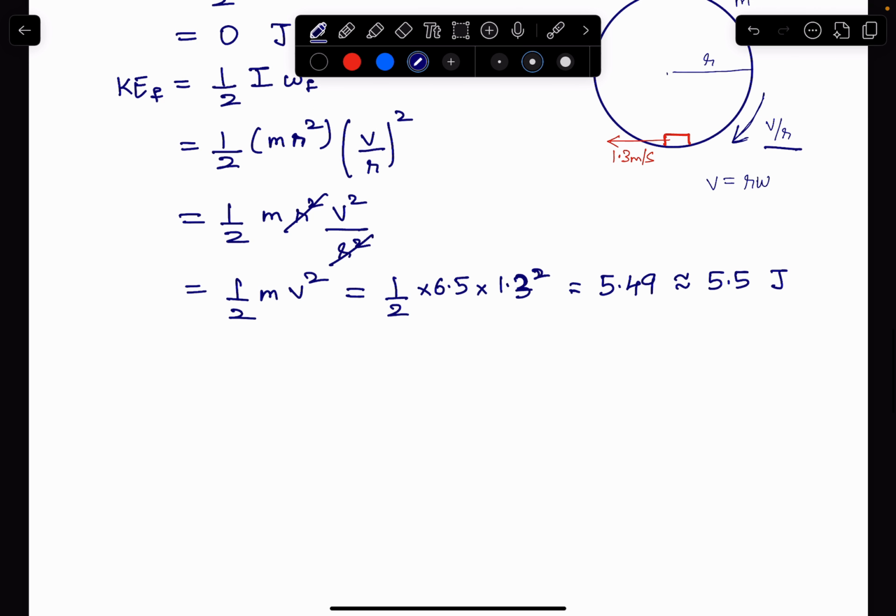Now, what we know about work done is it is equal to the final kinetic energy minus the initial kinetic energy. So the final kinetic energy is 5.5 joules, initial kinetic energy is 0. So the work done on the wheel by the hamster is 5.5 joules.